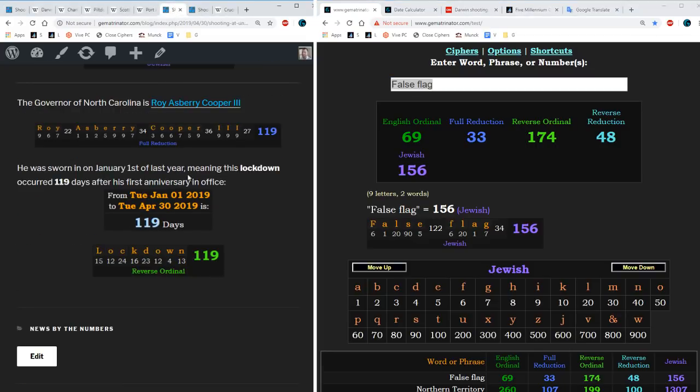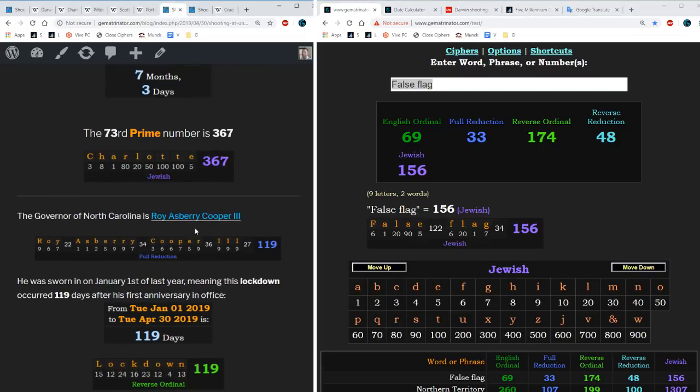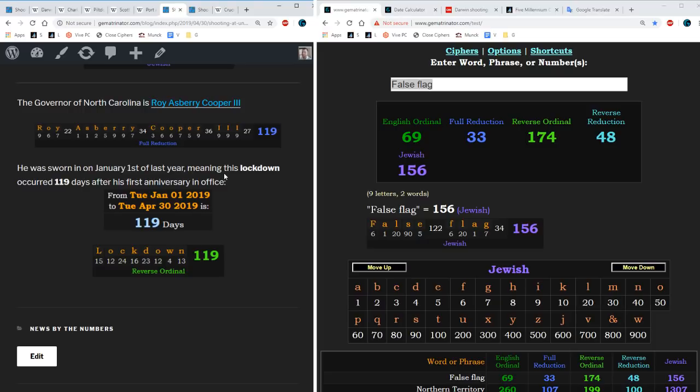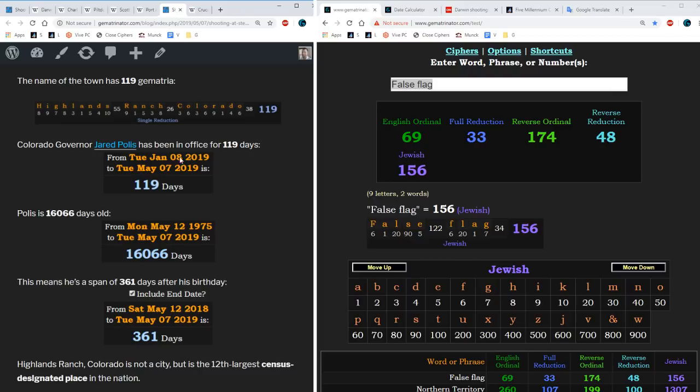We had a shooting on April 30th earlier this year in Charlotte, at UNC Charlotte. That was 119 days after the governor, whose name sums to 119, took office. We also had a shooting in Colorado at a STEM school. That shooting was also 119 days after their governor took office in Colorado. And the city in that shooting sums to 119.